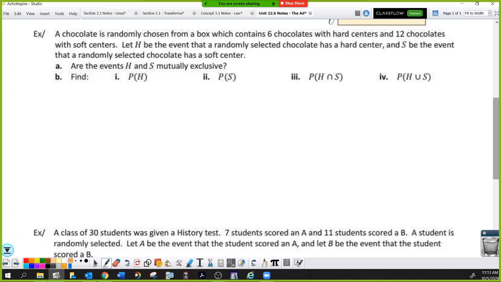Now, part A asks, are events H and S mutually exclusive? Is it possible for you to pull a chocolate out of this box that has a hard center and a soft center? No. Because that is impossible, they are mutually exclusive. No chocolates have a hard center and a soft center at the same time. So you just say yes.